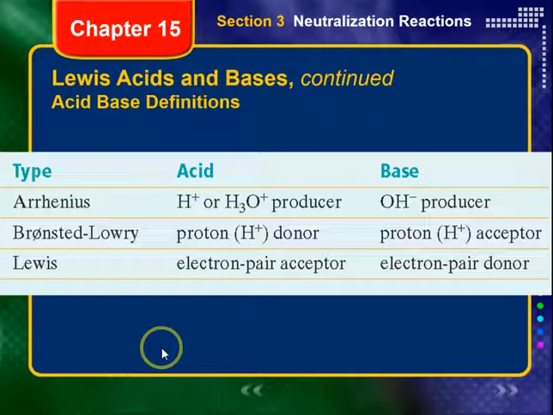A Bronsted-Lowry acid, on the other hand, is donating H+, donating hydrogen ions, donating protons. A Bronsted-Lowry base is accepting those protons, accepting those hydrogen ions. But the Lewis acid is an electron pair acceptor, anything that is going to accept an electron pair, whereas the base is anything that is going to donate the electron pair.